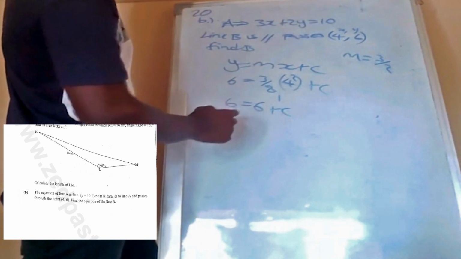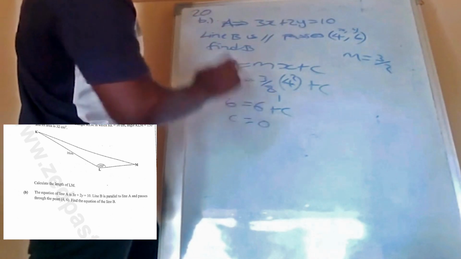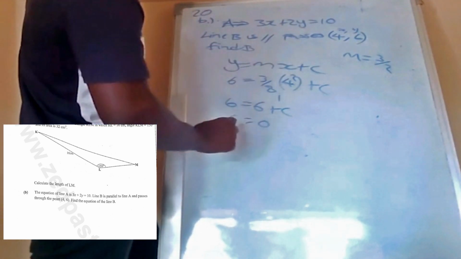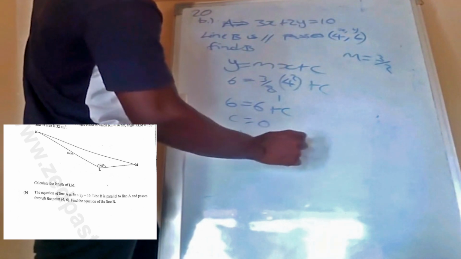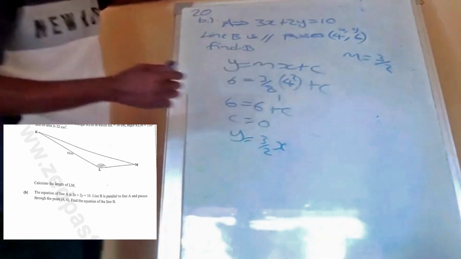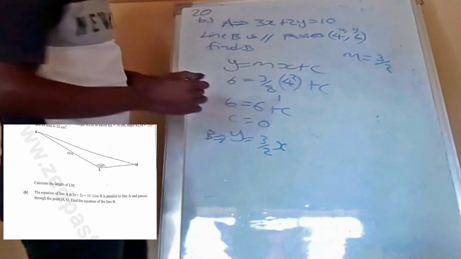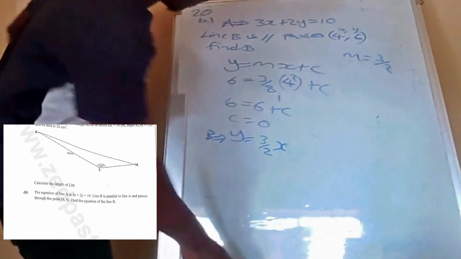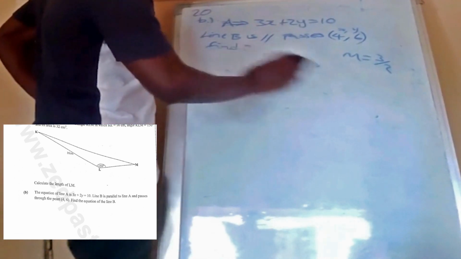6 goes to the other side, we get 6 minus 6, which is 0. So c equals 0. So the equation of line B is y is equal to 3 over 2 x plus 0. But the plus 0 is useless, so we can just drop it. And this is our line B. And we are done with question 20B. We go on to question number 21A.